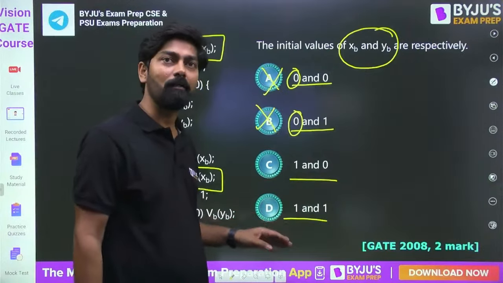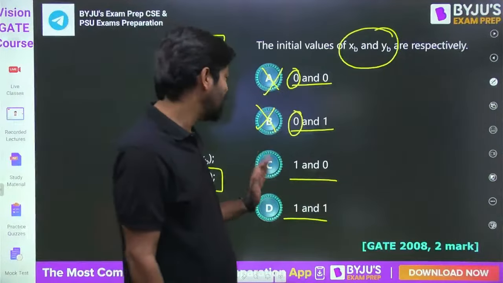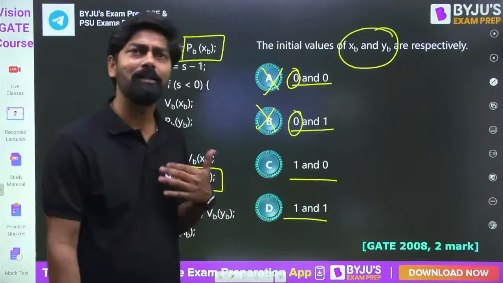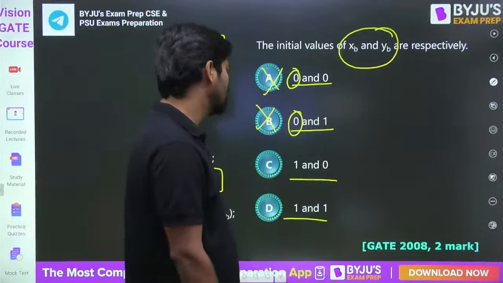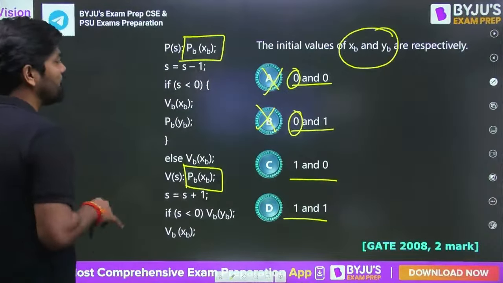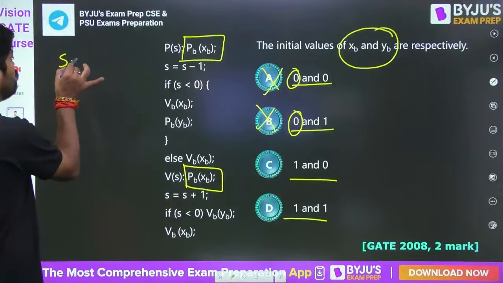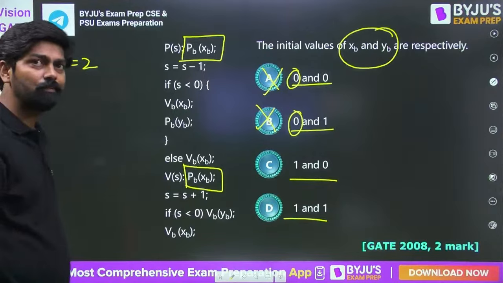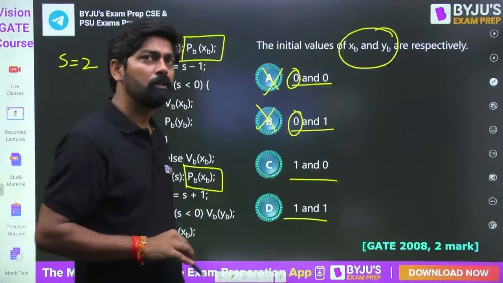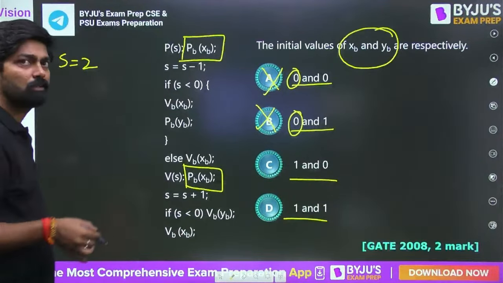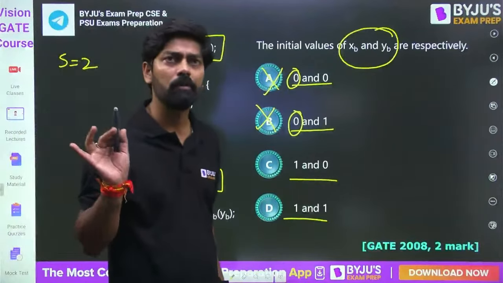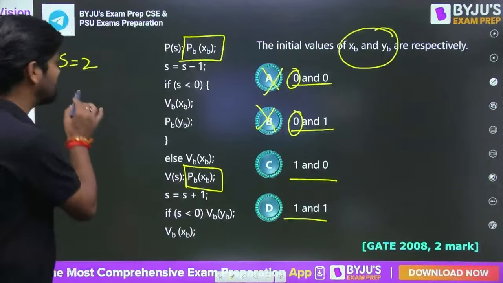Now we have C and D, two options. Either the answer will be C or the answer will be D. Let's see what the answer will be. See clearly. Let me take the semaphore value S as 2. Because it is a counting semaphore, you can take 2, 3, 4, whatever; it's up to you.